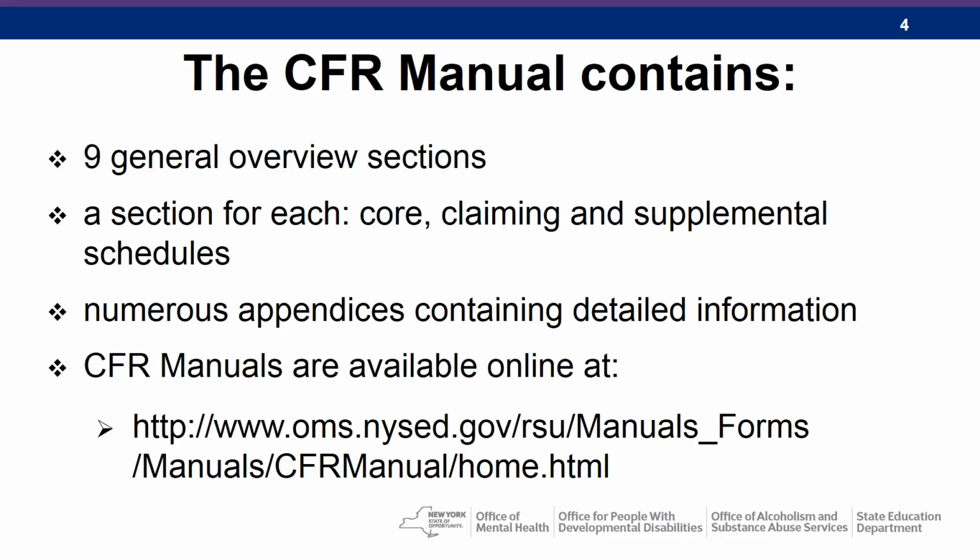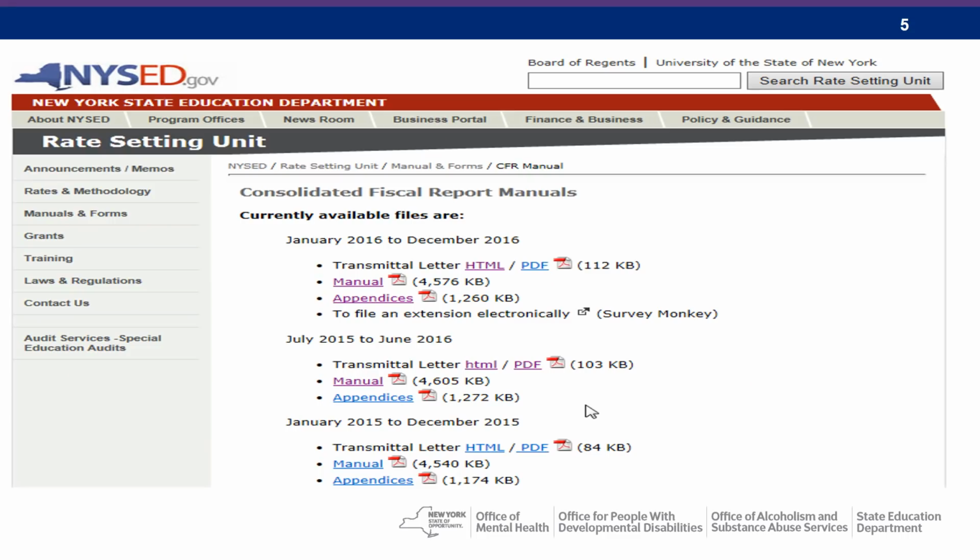The CFR Manual contains 9 general overview sections, a section for each of the core, claiming, and supplemental schedules, and numerous appendices containing detailed information. CFR manuals are available online at the web address listed. This is what the New York State SED website's CFR page looks like. This is where you can get copies of transmittal letters, manuals, and file for extensions. You can get access to manuals dating back several years.